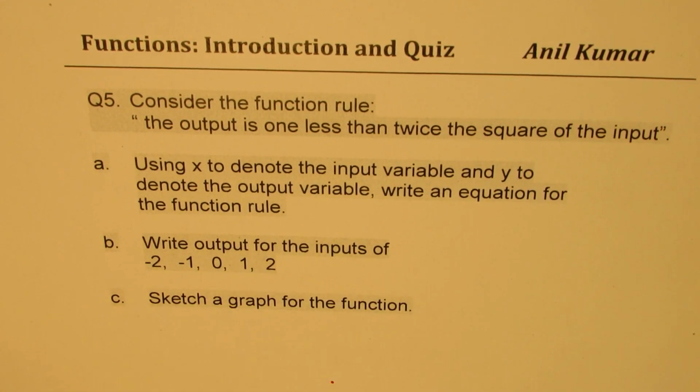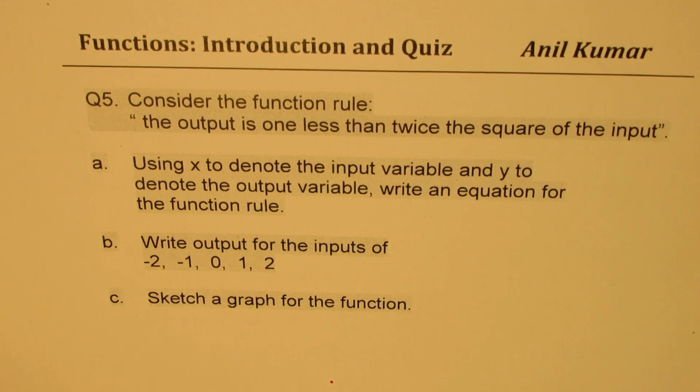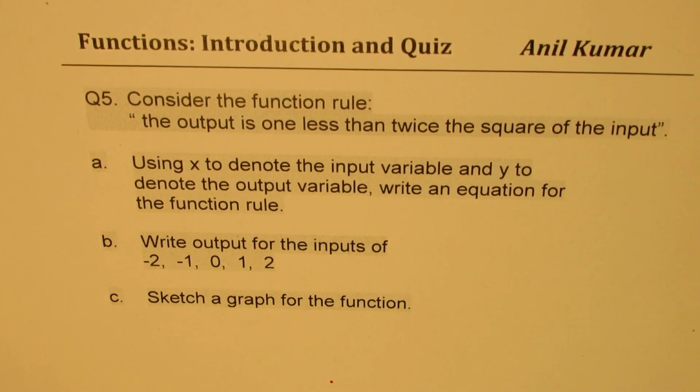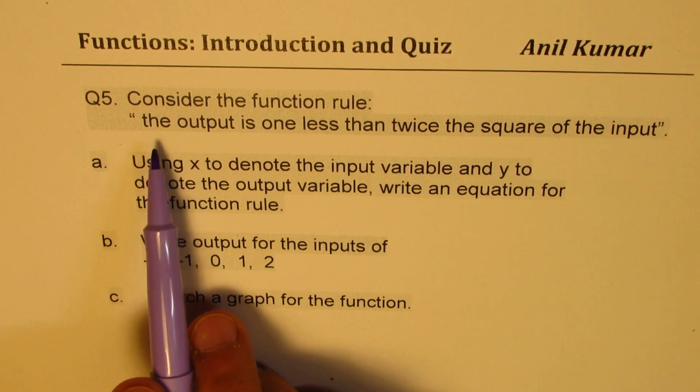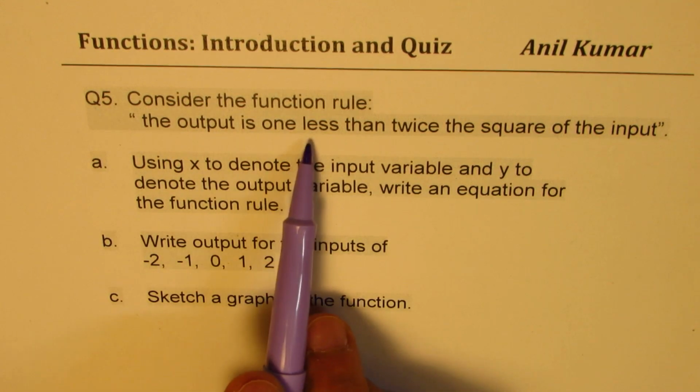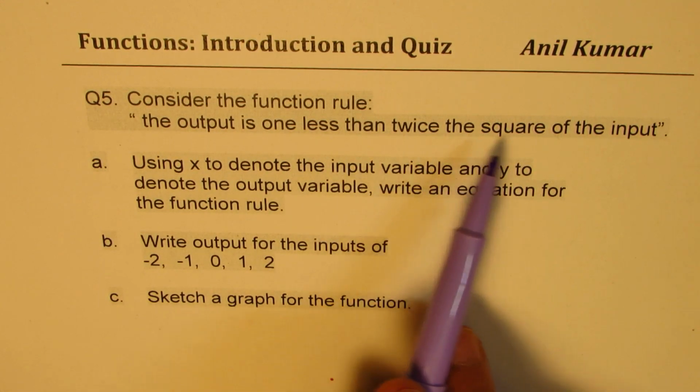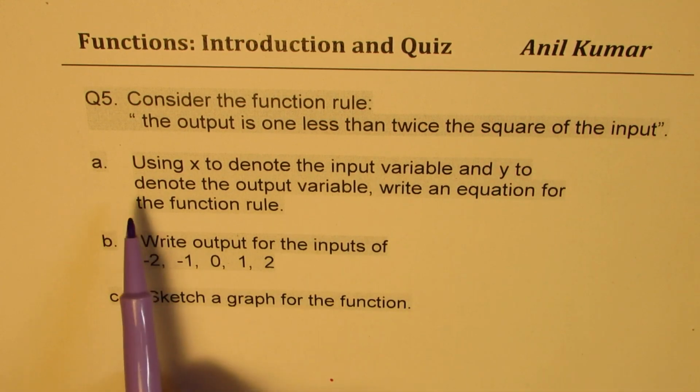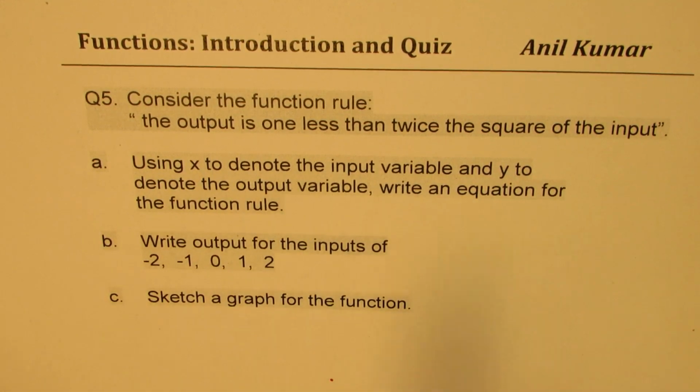Write output for inputs of -2, -1, 0, 1 and 2. Sketch a graph for the function. So I hope you get it. Let's look into this description of relation. The output is 1 less than twice the square of the input, using x to denote the input.